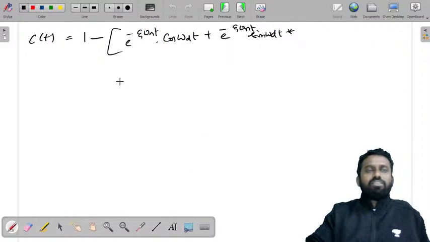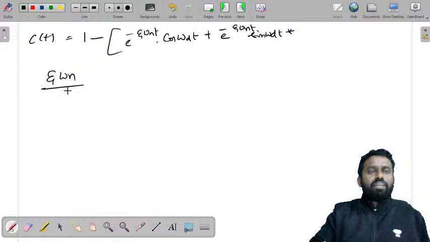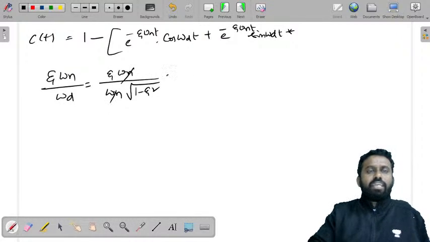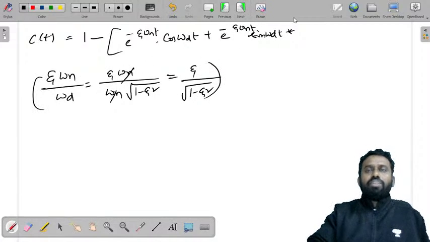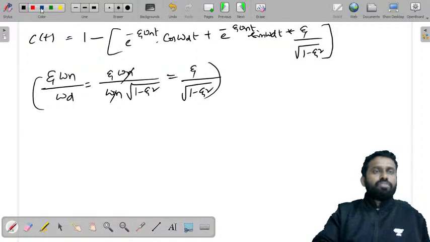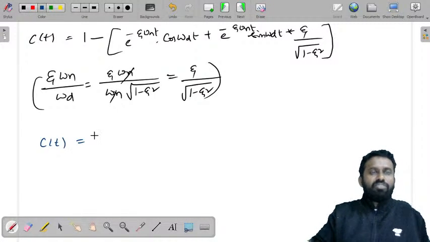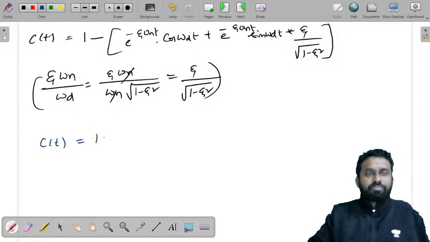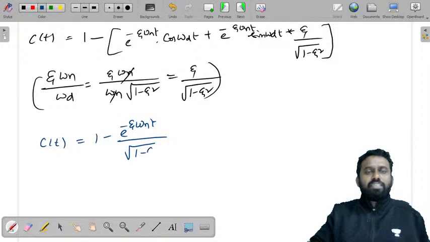Let's try to simplify this. Zeta omega n by omega d. What is omega d? Omega n into under root of 1 minus zeta square. You can cancel this. What do you get? Zeta by under root of 1 minus zeta square. So I can write this value here. So finally you can write c of t is equal to 1 minus, take common e power minus zeta omega n t by under root of 1 minus zeta square also.